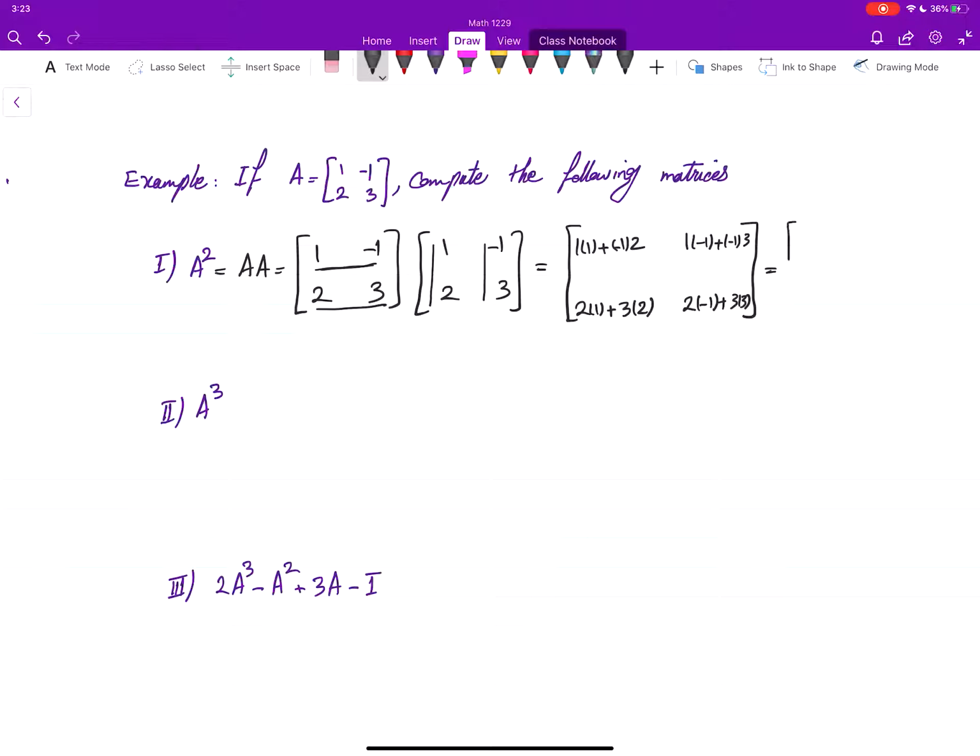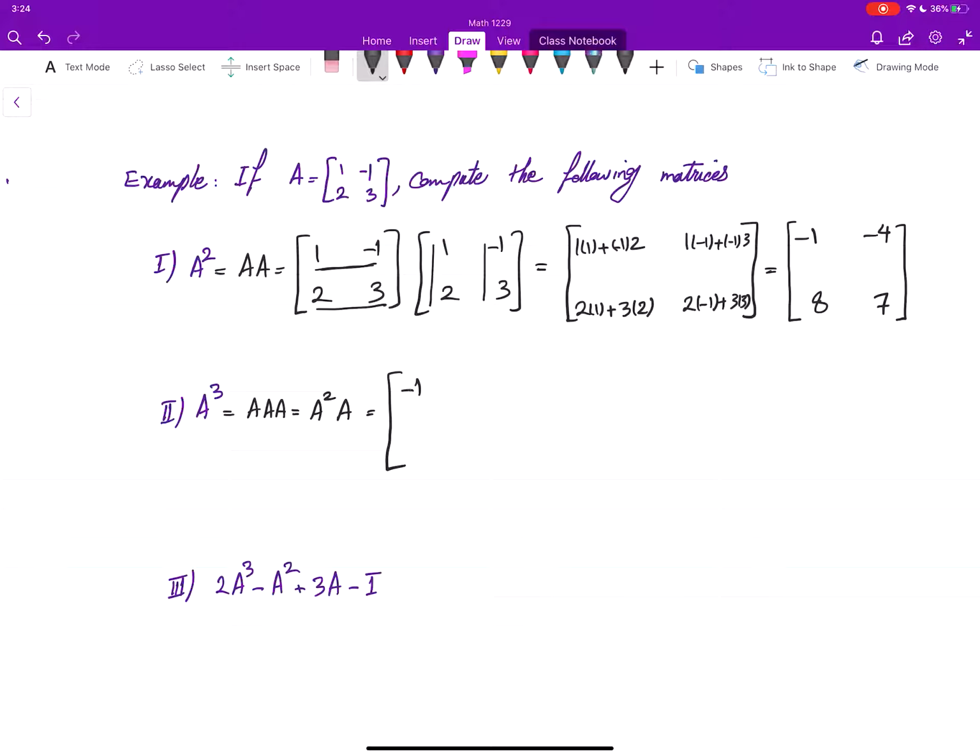And this gives us what? This gives us negative 1, negative 4, 6 plus 2 is 8, and 7. Okay, that's A squared. How about A cubed? Well, A cubed means what? You multiply A 3 times to itself, or you already multiplied twice to itself, so you take A squared and multiply one more A to that.